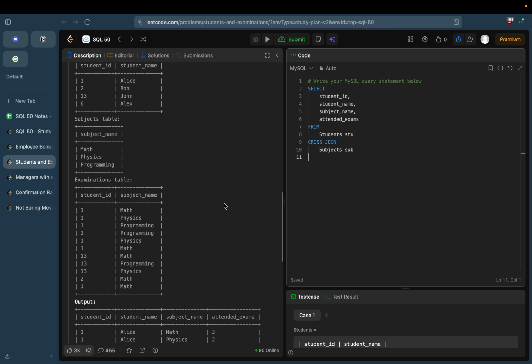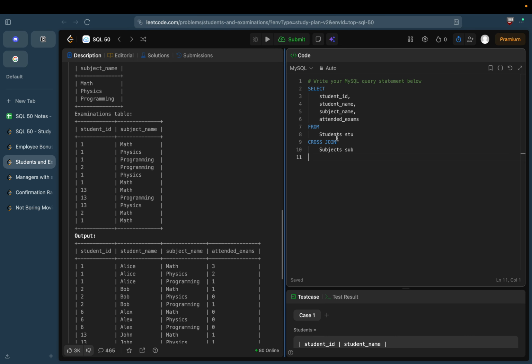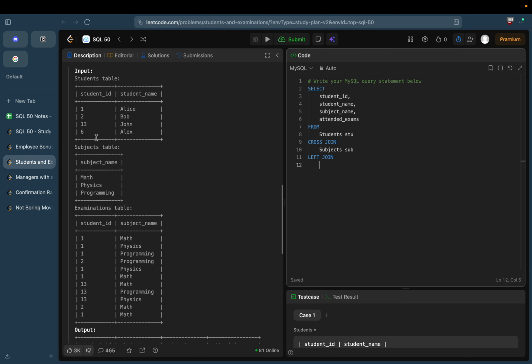Now we want the solutions for all of these student IDs, subject names, and student names. Hence, if we have something missing in examinations, that should not hamper our solution. So we are not going towards an inner join. We will have to solve it using a left join, with this cross product, this Cartesian product, being on the left hand side. So a left join, right? We need to join it on both of these columns.